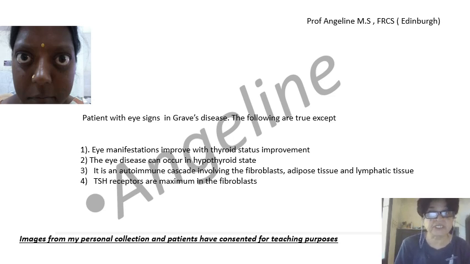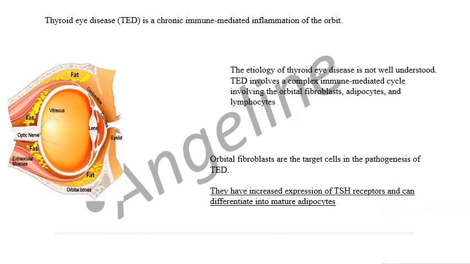Now, the options ad verbatim as given in the NEET August PG can never match, because for every MCQ, instead of 4 options, we managed to get 8 options. So we try to put them as close as possible so that you will be able to tease them deeper. And as usual, the images are from my personal collection and patients have consented. These photographs are to be strictly used for educational purposes.